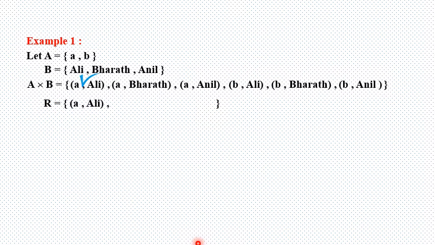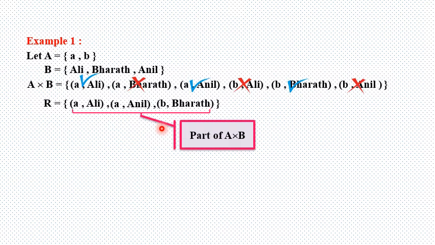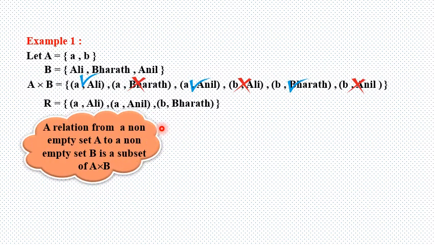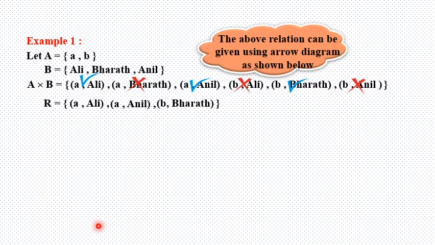So I will take A, Ali, because A is the first letter of Ali. Bharat cannot be taken. Anil will be taken because of A. Ali cannot be taken with B; Bharat will be taken, the last cannot be taken. This is what the relation set is. This becomes a relation set and it is a subset of our given A cross B. Yes, this is a part of A cross B. A relation from a non-empty set A to a non-empty set B is a subset of A cross B.